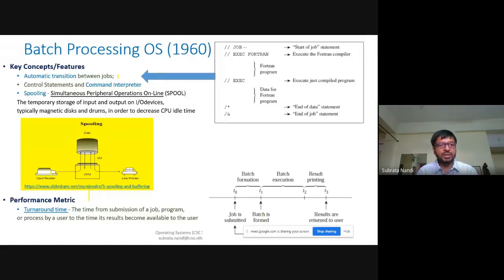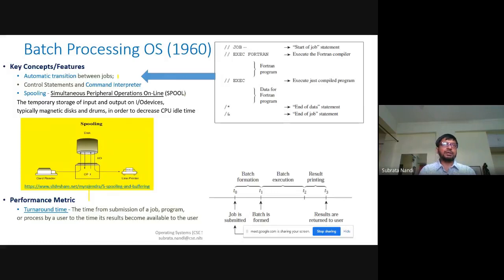Now the CPU will interrupt, or I mean it will seek from the card reader the next program. So the next program will be loaded from the card reader to the disk, and from the disk to the RAM, and the CPU executes. But when it reads from the card reader, during that time the CPU remains idle. Again, after processing, when the output is getting printed, then also the CPU remains idle.